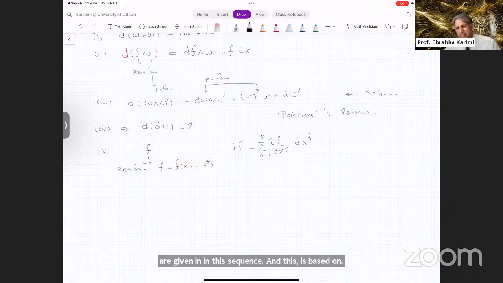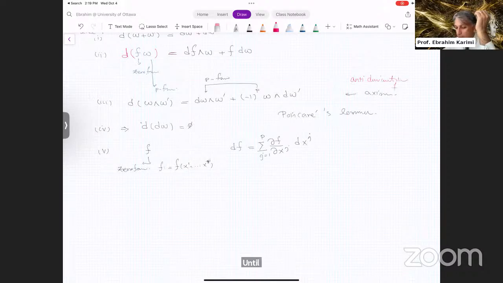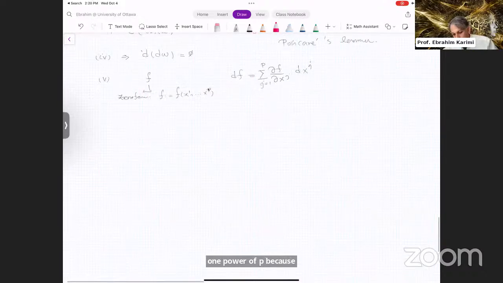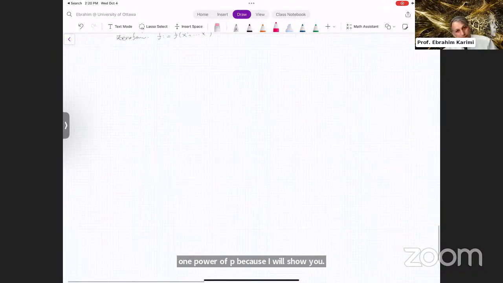This axiom is based on what people call the antiderivative formula. This axiom comes from being an antiderivative, because you have this minus 1 to the power p. I will show it to you in a few minutes. Questions? No questions?